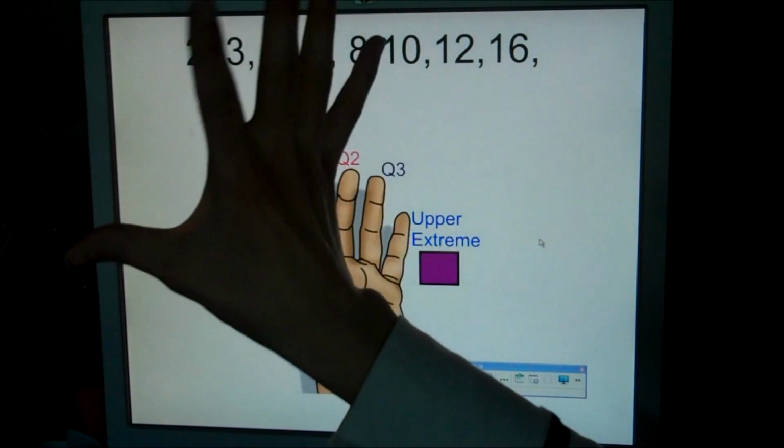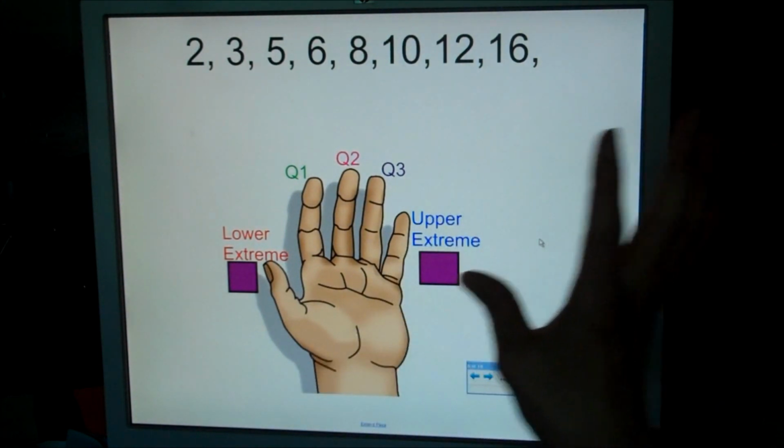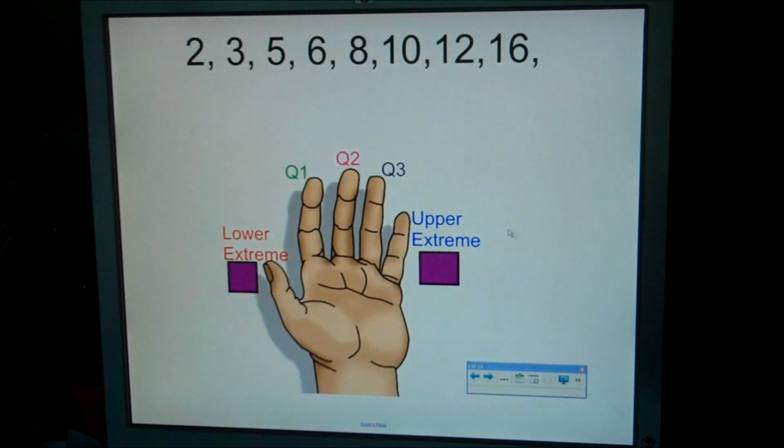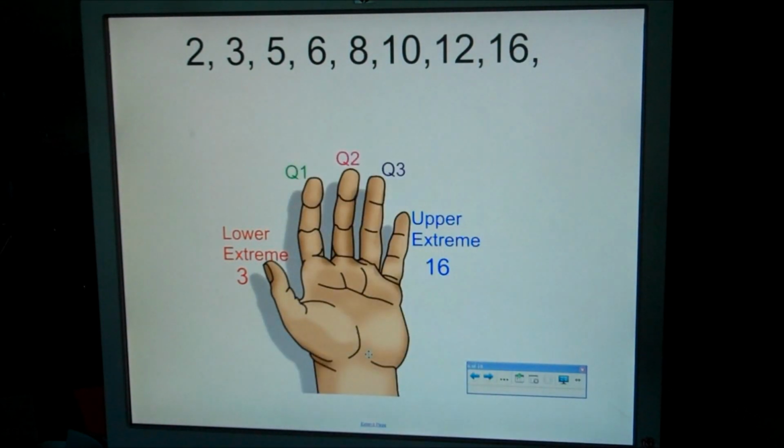I want you to do your thumb and your pinky first. Those are the two easy ones. What are your lower extreme and what's your upper extreme? Lower extreme, upper extreme. He's my low number. He's my high number. There we go. We have 2 pieces of data already. We need 3 more.